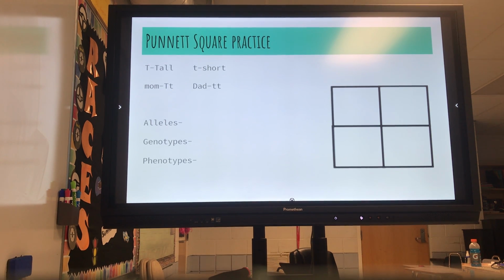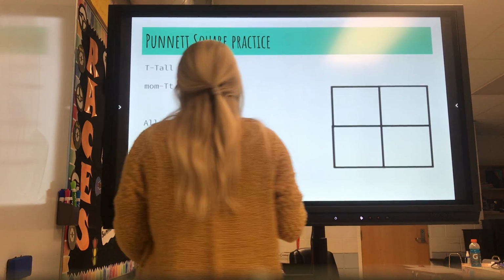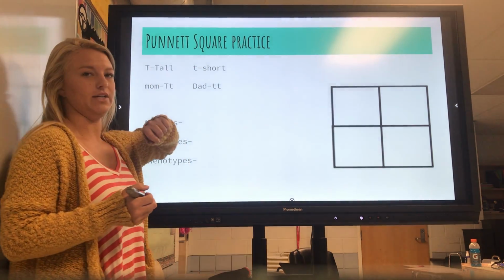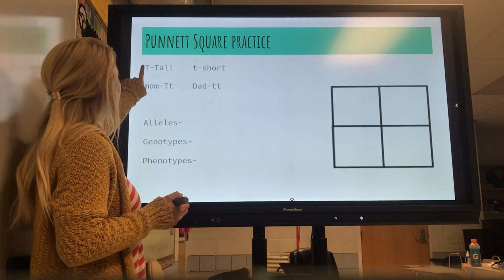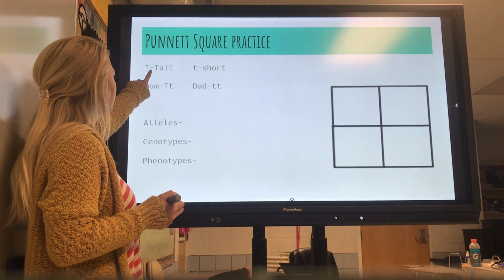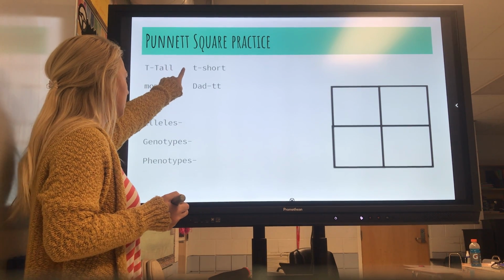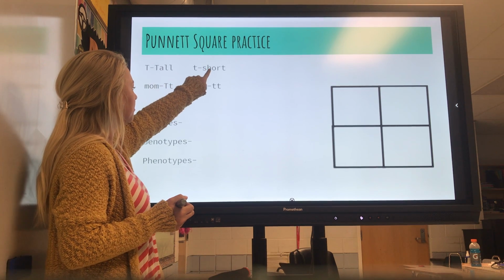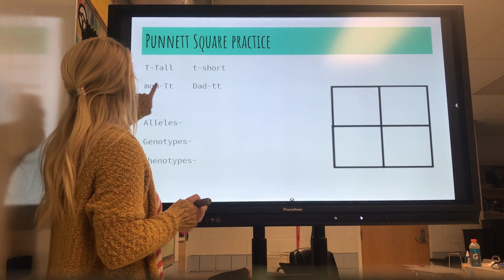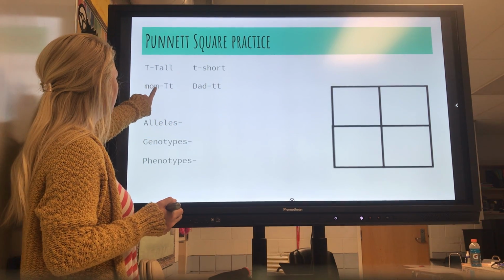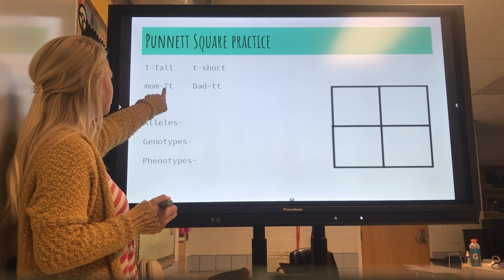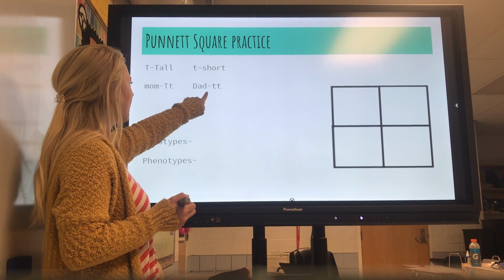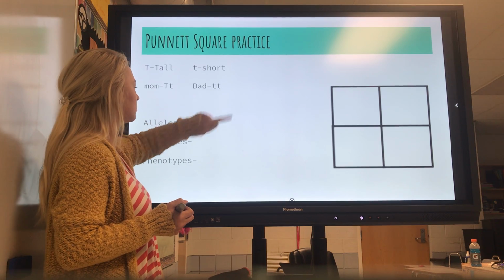This is part 2 to our Punnett square videos. In this video, we're going to fill out a Punnett square. So we're going to start off with the information that I've given you. A dominant T represents something tall, a recessive t represents something short, your mom has the genotype of big T, little t, and your dad has the genotype of little t.